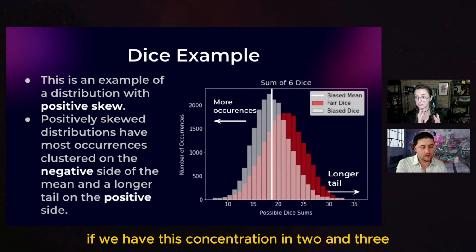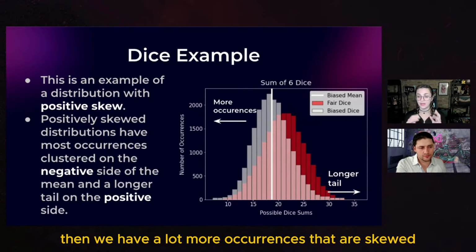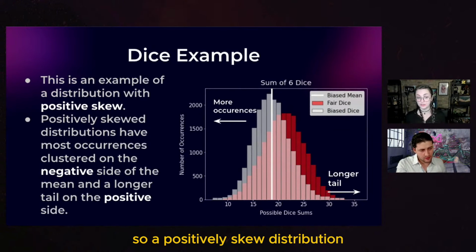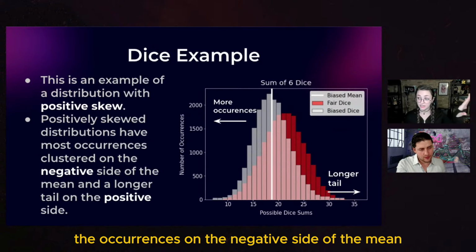If we have this concentration in 2 and 3, those are a lot more likely in our 6 dice, then we have a lot more occurrences that are skewed towards the smaller number. And so what this is called is positive skew. Okay. So a positively skewed distribution has most of the occurrences on the negative side of the mean.